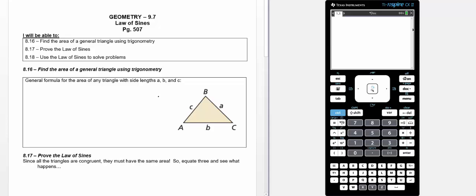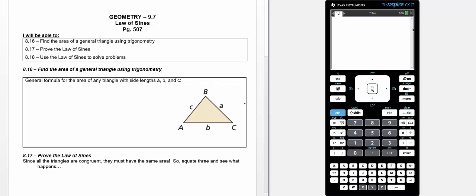In this video, we're going to use trigonometry to derive a formula for the area of a triangle that only uses the side lengths and the angle measures. In addition, we're going to use that area formula to come up with a property called the law of sines, which is going to be useful for solving triangles that are not right triangles.